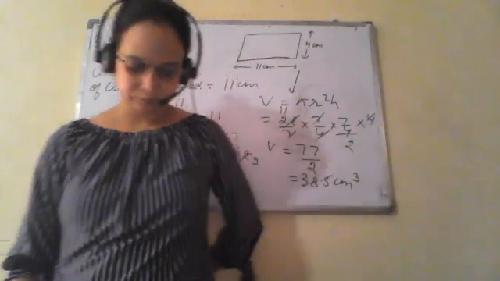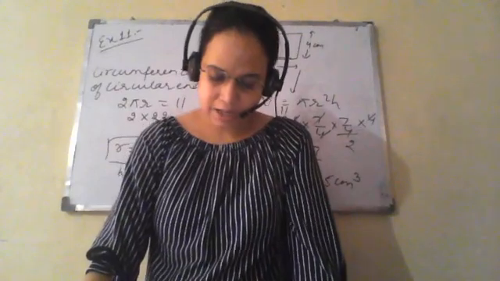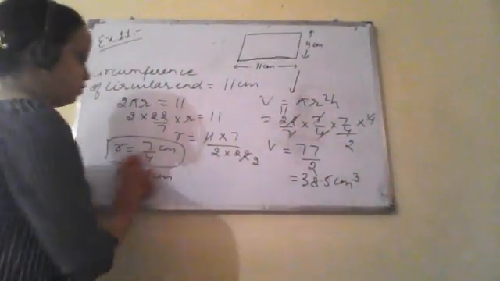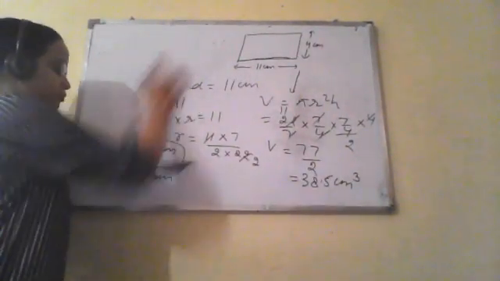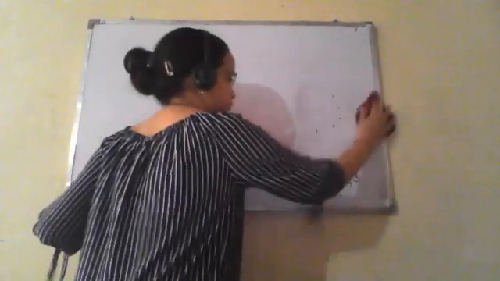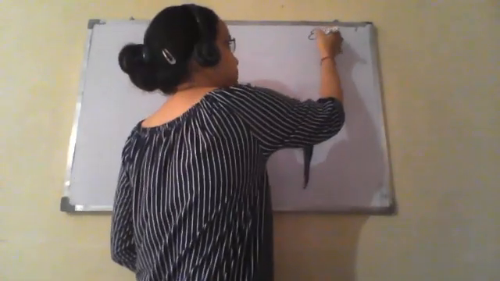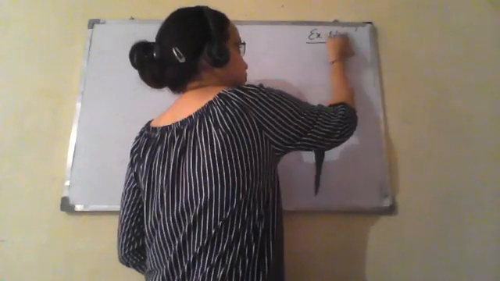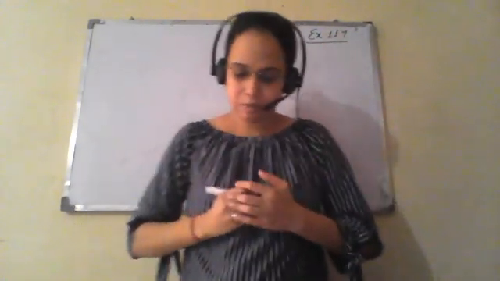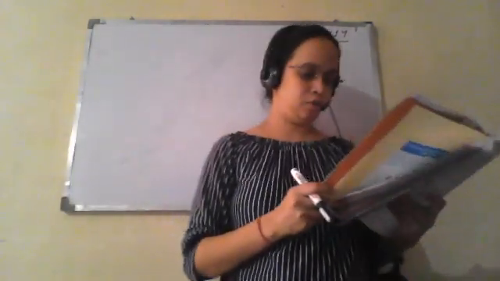Now exercise 11.4. We'll start with exercise 11.4. Exercise 11.4. First question is, given a cylindrical tank, in which situation will you find the surface area and in which situation volume?